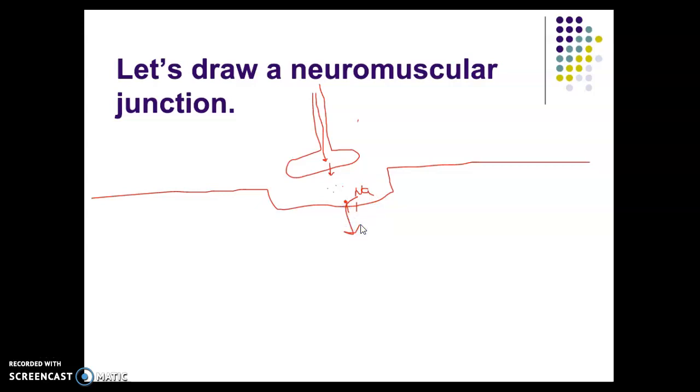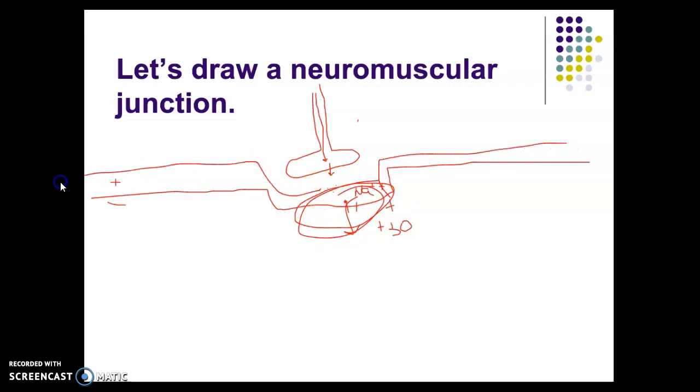If this is a cell at rest, it was negative on the inside, positive on the outside. Well, we've got this rush of sodium now coming in. That's going to cause this cell to become positive on the inside, positive on the outside. When positive 30 is reached, voltage-gated sodium channels open. And now what's called an action potential, which was just happening right here at the neuromuscular junction, is going to be propagated throughout the entire length of the sarcolemma.